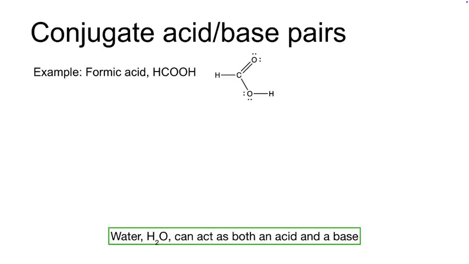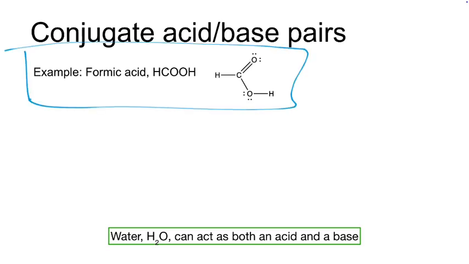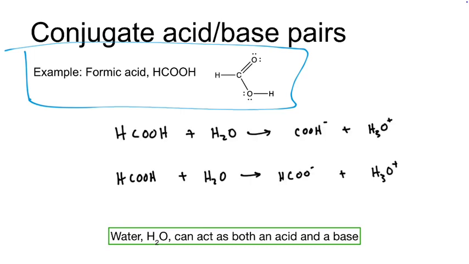We can then look at conjugate acid-base pairs. So we've got formic acid here, HCOOH, and a Lewis structure. What I want you to go through and do is draw the chemical reaction. Blue box. You likely wrote down one of these two possible formulas. Which one is correct? Second one's correct. Why?